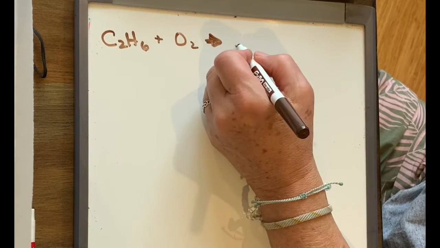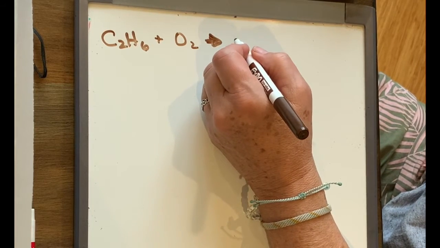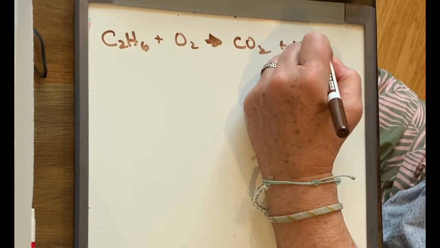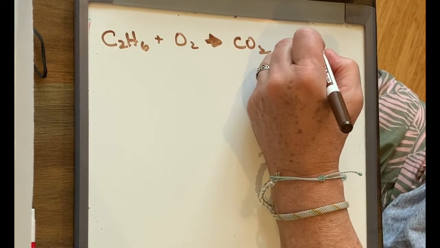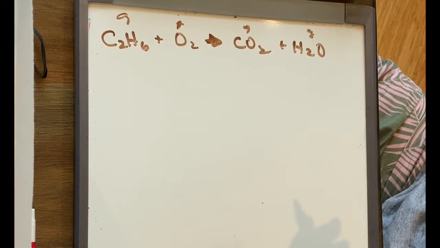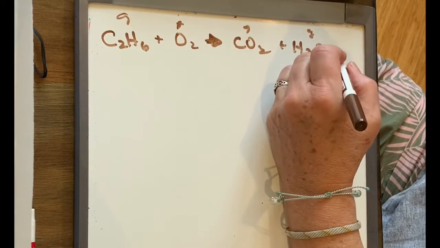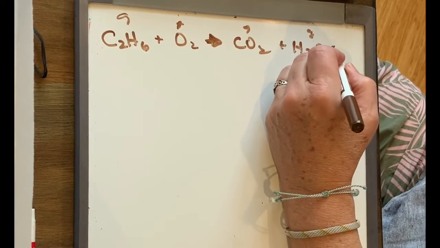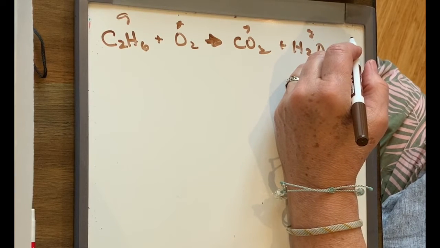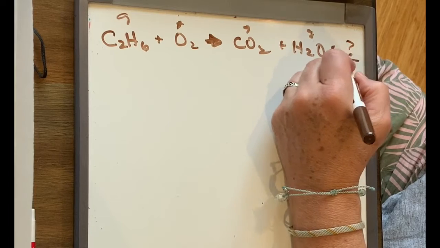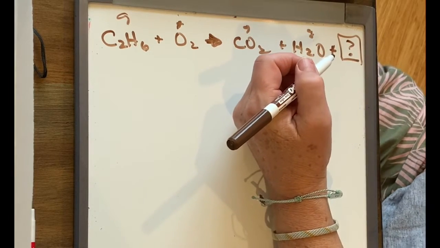Anything plus oxygen. If we're looking for a combustion scenario, then we get CO2 plus H2O. We know these are all gas because they're burning, right? We really have to deal with the gas. And then we also know there's a delta H, so we can go ahead and put that in there. We're going to look for the delta H, so we're going to try to find what that is.